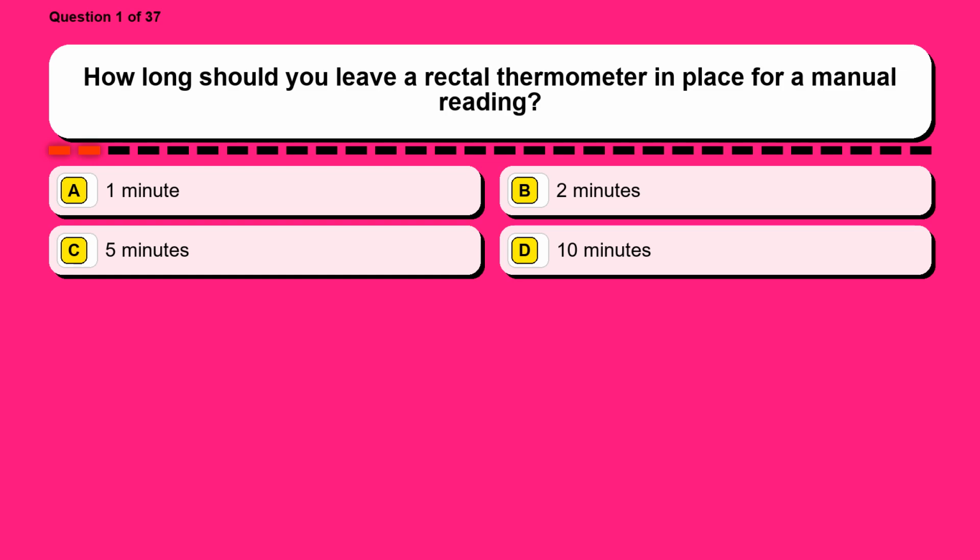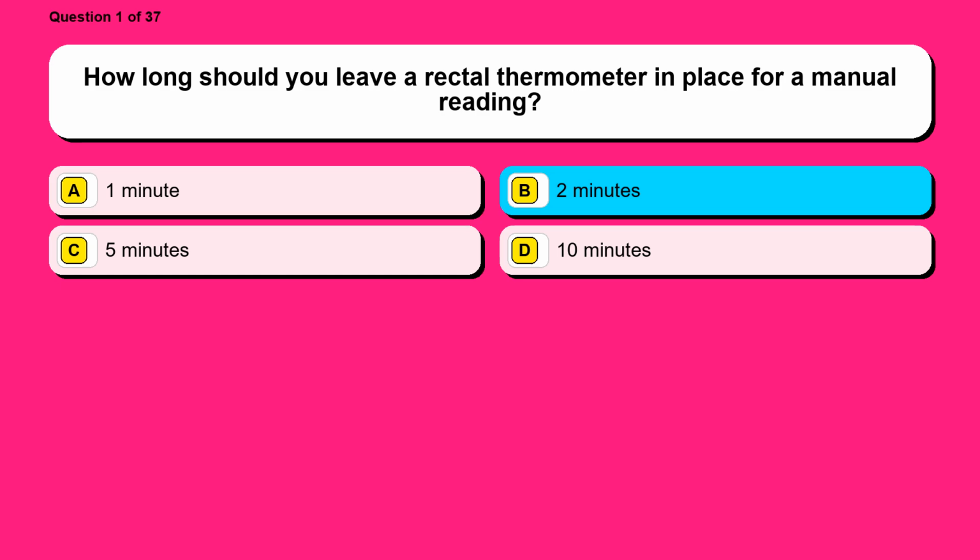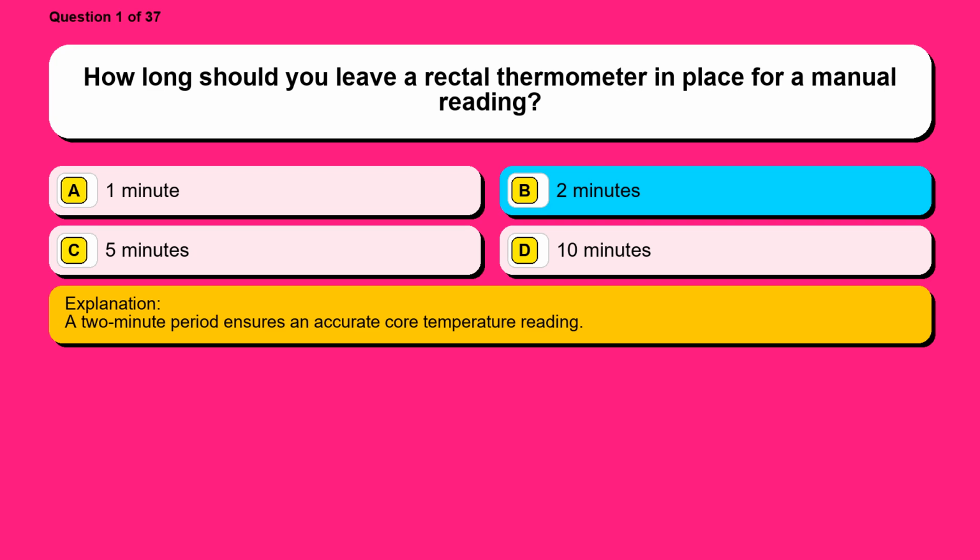Question 1. How long should you leave a rectal thermometer in place for a manual reading? Option A, 1 minute. Option B, 2 minutes. Option C, 5 minutes. Option D, 10 minutes. The correct answer is option B, 2 minutes. A 2-minute period ensures an accurate core temperature reading.